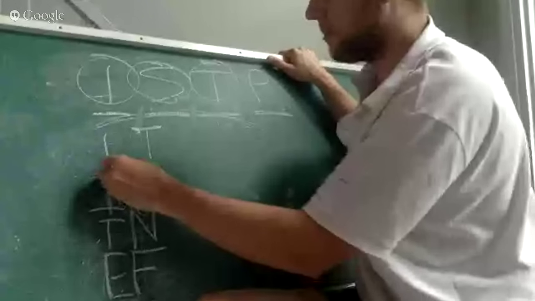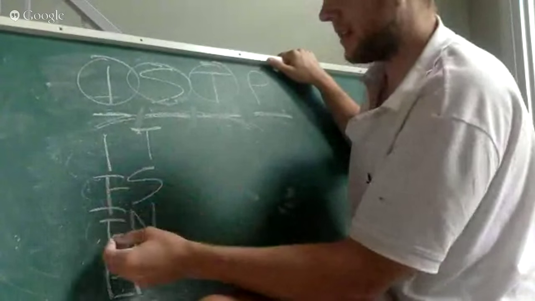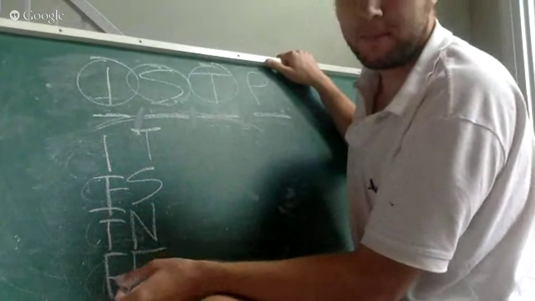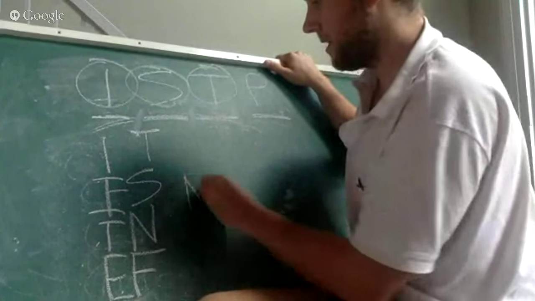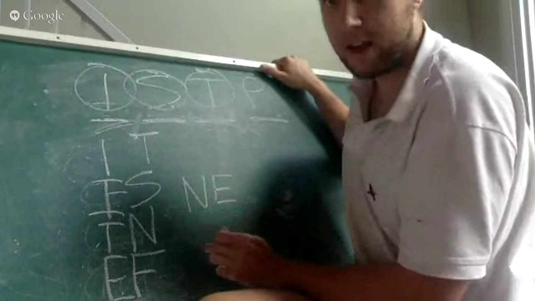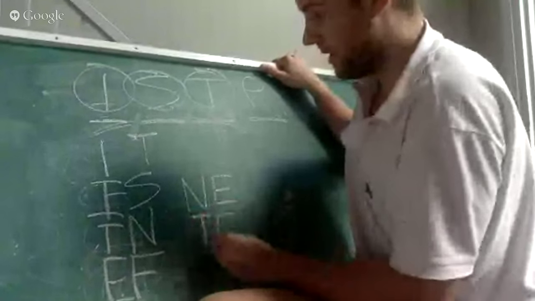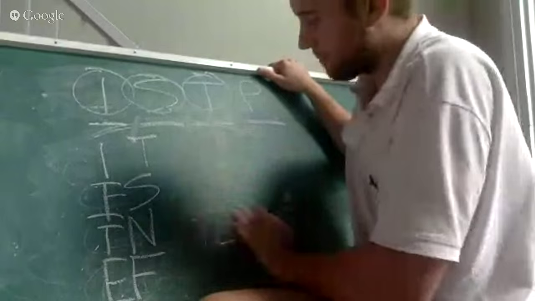So this is how it's sort of simplified. We write just the abbreviations. So we have I, T, E, S, I, N, E, F. But for extroverted intuition, we actually say N-E instead of E-N. And for extroverted thinking, we say T-E instead of E-T. So that's just to let you know about that.